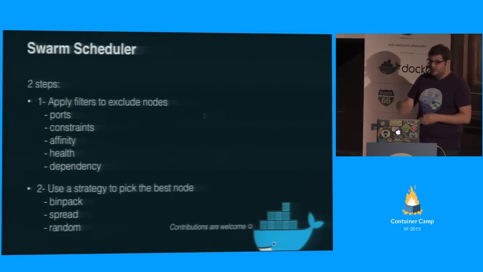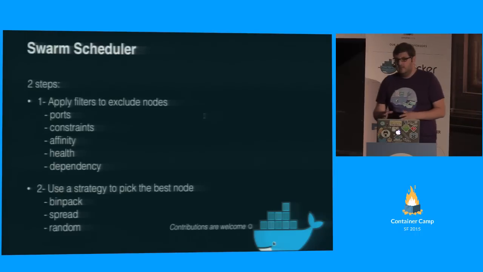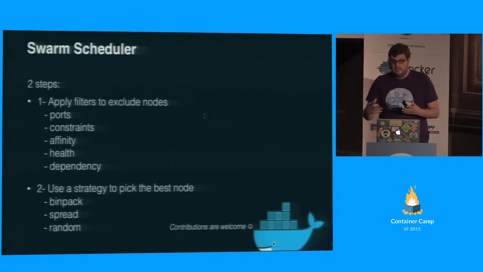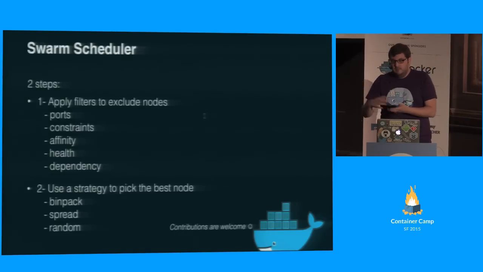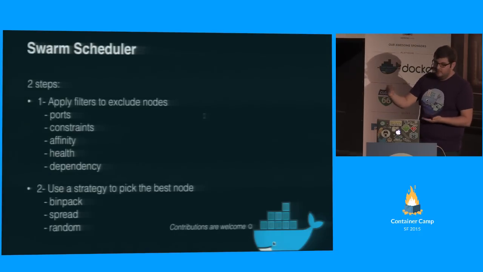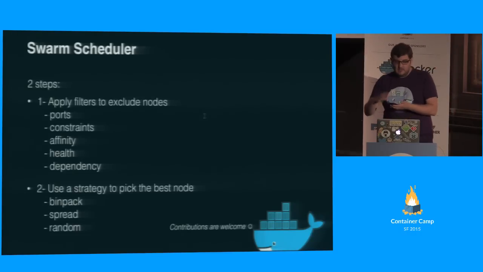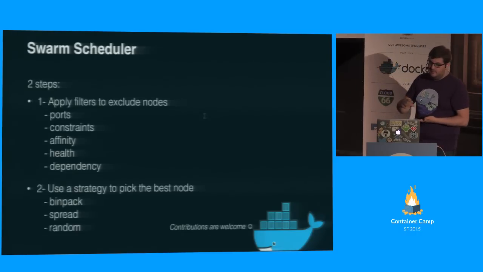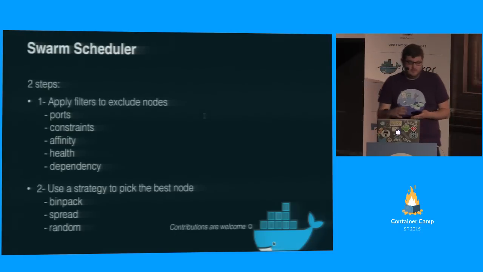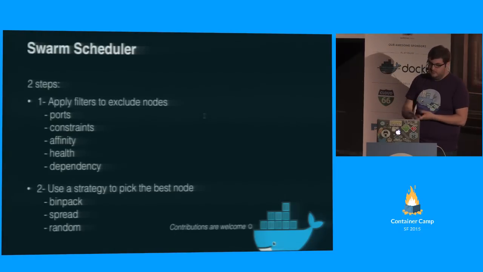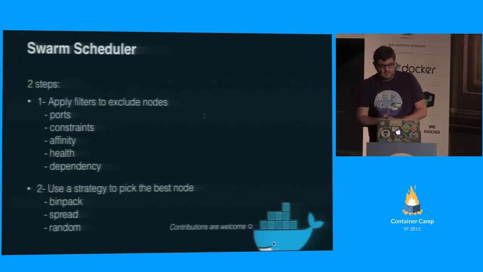For example, ports. Let's say you want to deploy a container that will bind on port 80. If we know that on one machine port 80 is already taken, the port filter will remove this node from the list of candidates. And once we have those candidates, there is the second step, which is using a strategy that will rank and sort all the nodes. Currently, we have 3 strategies.